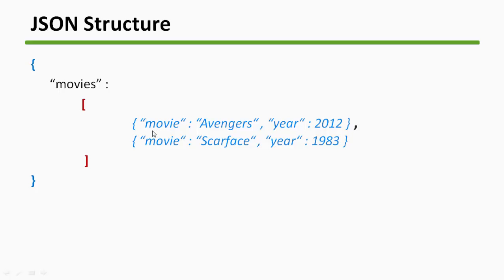The first object is this one and the second object is this one, and again both of these objects are JSON objects. As you can see, we have curly brackets. Inside our first object we have a key value pair, movie Avengers, and another key value pair, year 2012, and these pairs are separated by a comma. So a JSON object, inside that a JSON array, inside that multiple JSON objects, and inside those objects we have key value pairs. This is the complete JSON structure.